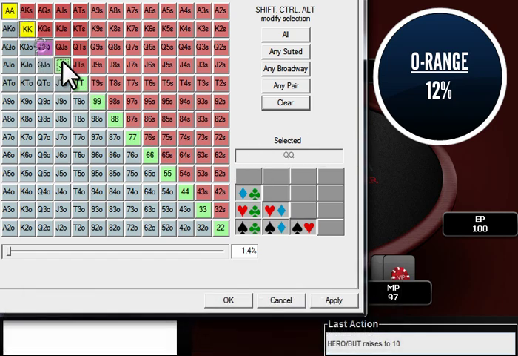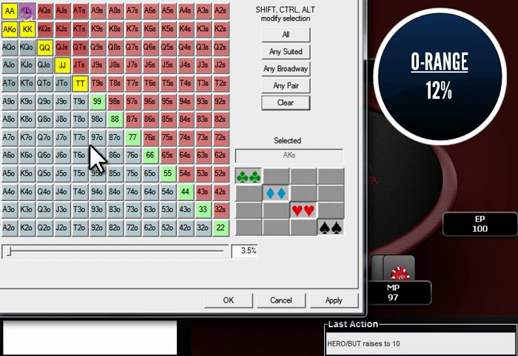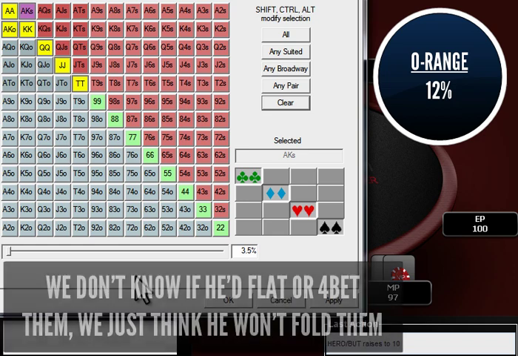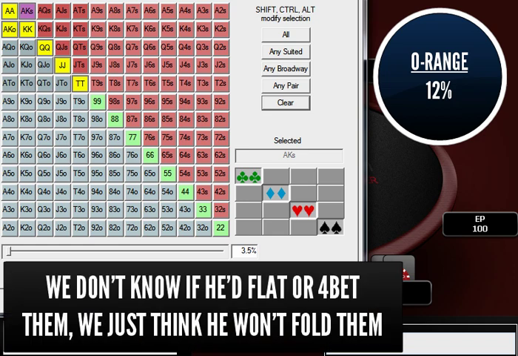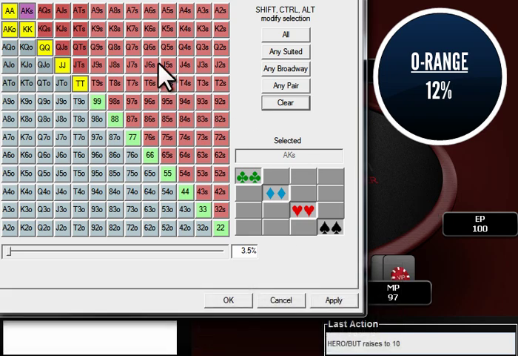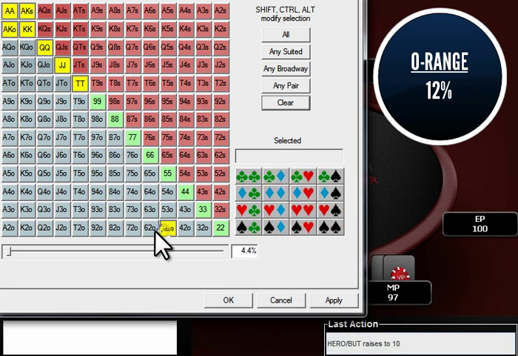So let's say that he would always continue with 10s plus and Ace-King. And we don't know if he would continue by 4-betting them or flatting them. Maybe he would flat sometimes with aces and 4-bet sometimes with aces. It's just kind of we think he's going to continue with these hands. We're not exactly sure how, but we think that this is pretty close.